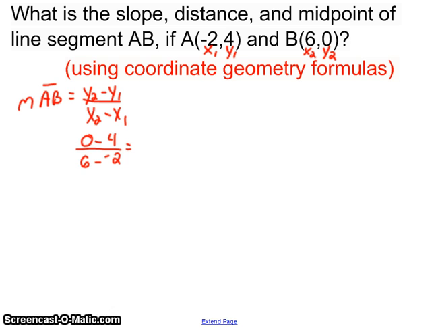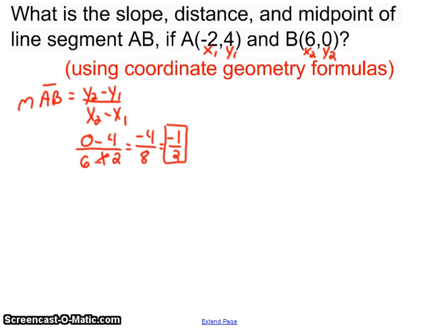All right, 0 minus 4 is negative 4. 6 minus negative 2 is really the same as 6 plus 2 using the keep change rule. 6 plus 2 is 8, all right, and you do have to reduce this, especially when trying to tie any line segment into another one being either parallel or perpendicular. Okay, so negative 4 over 8 will reduce using a GCF down to negative 1/2. Okay, keep this number in the back of your mind.